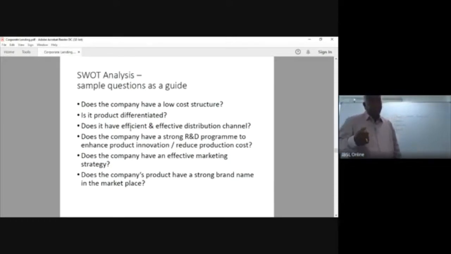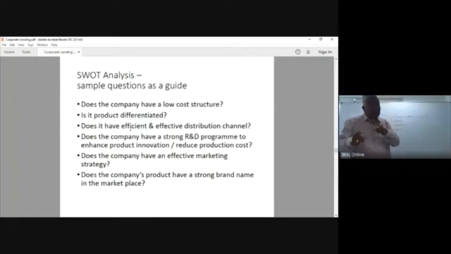Does the company have a strong R&D program, research and development program, to enhance product innovation or reduce production cost? Whether the company has a strong research and development program to improve the product innovation, or reduce the production cost? If the answer is yes, it is a strength of the company. Thereby it enhances product innovation and reduces the production cost. So we have to promote it.